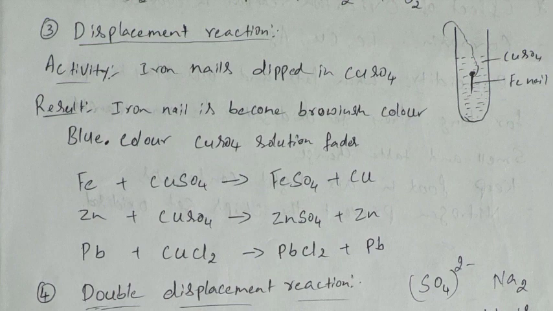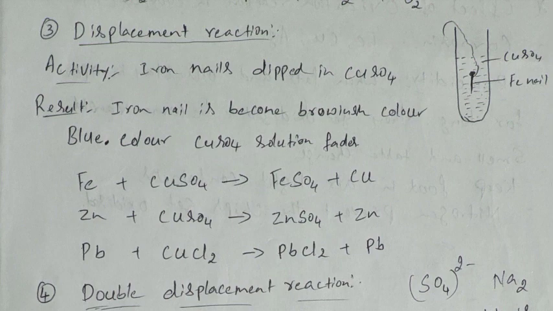Both are reacting with each other, and iron is more reactive than copper. Iron will occupy the place of copper, so copper is separated, displaced by iron. The same experiment will continue with zinc.